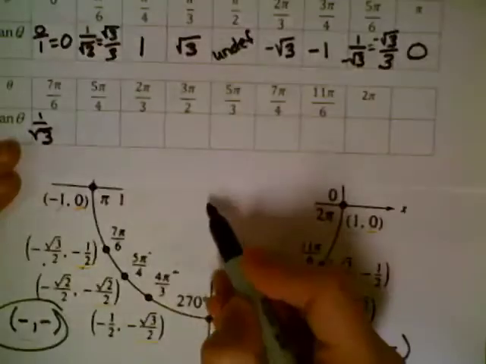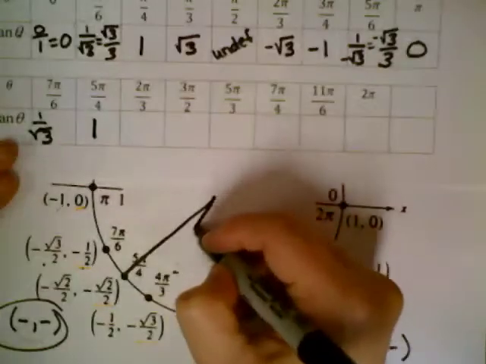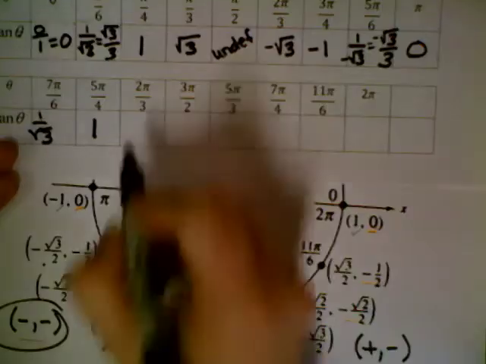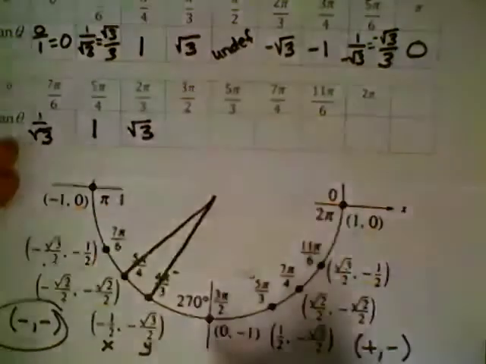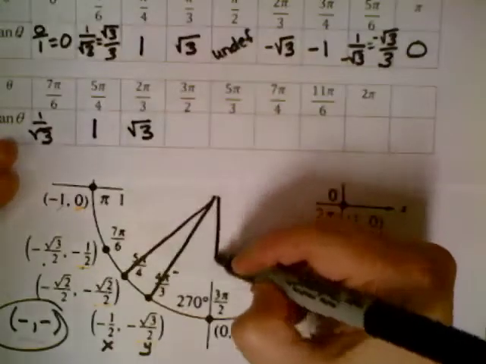For 5 pi over 4, we're at that bisector. Y over x is a ratio over itself, and that'll reduce. For 4 pi over 3, we get y over x. The denominators cancel, we get positive radical 3. When the angle is 3 pi over 2, the denominator would have been 0. Y over x would be undefined.